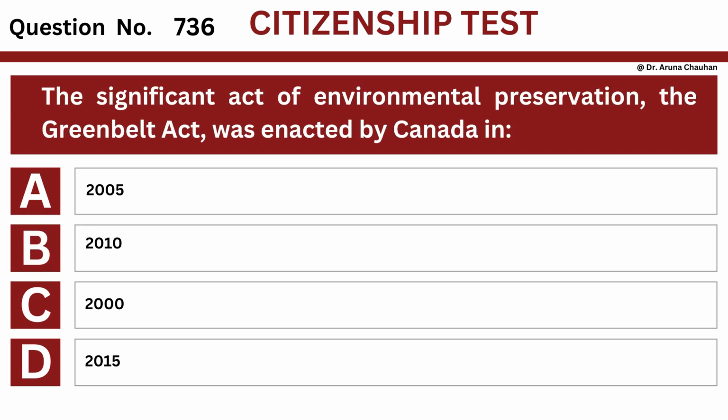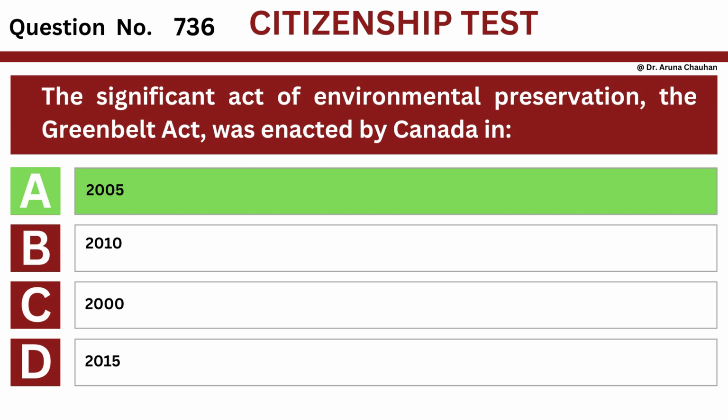Question number 736. Question: The significant act of environmental preservation, the Greenbelt Act, was enacted by Canada in Option A: 2005, Option B: 2010, Option C: 2000, Option D: 2015. The answer is option A: 2005.